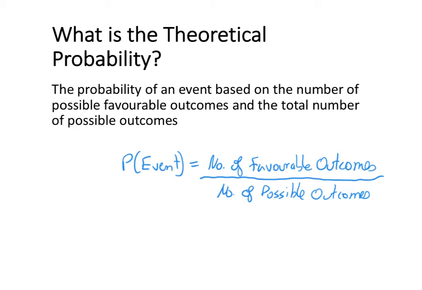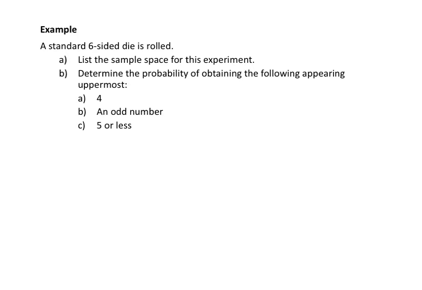So let's have a look at an example of how we calculate theoretical probability. In this example, a six-sided dice is rolled. We want to list the sample space, then determine the probability of obtaining a four, of obtaining an odd number, or obtaining a number of five or less. So to answer the first question, the sample space is going to either be a 1, a 2, a 3, a 4, a 5, or a 6. So every time I roll that six-sided dice, I have to get a number between 1 and 6.